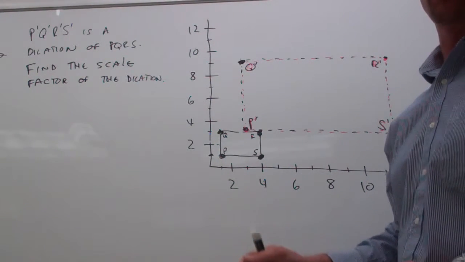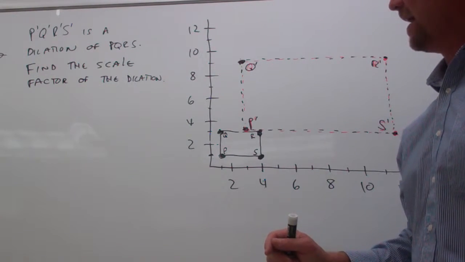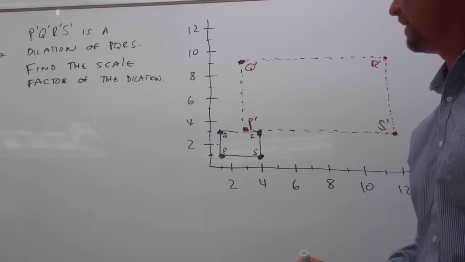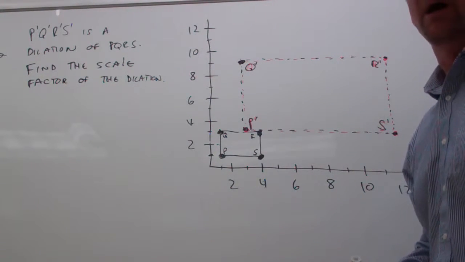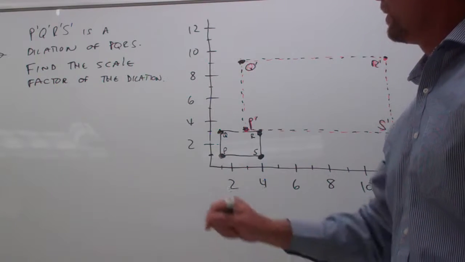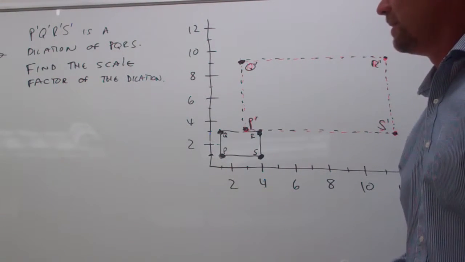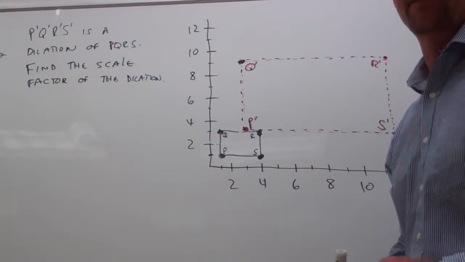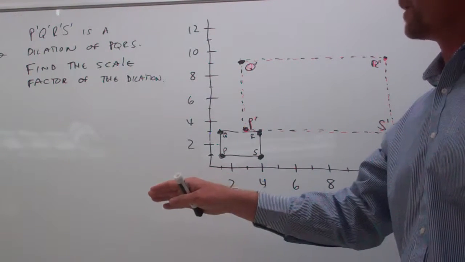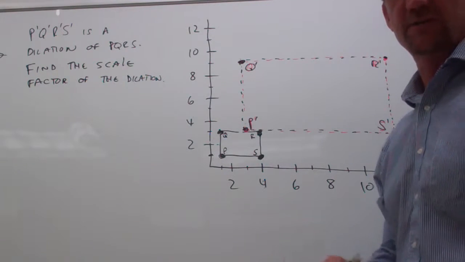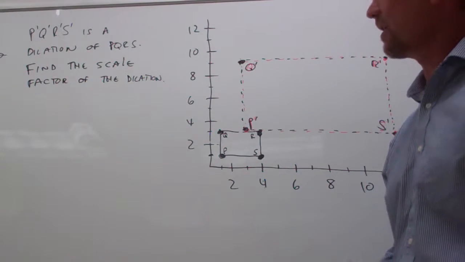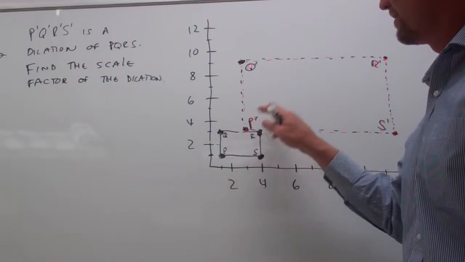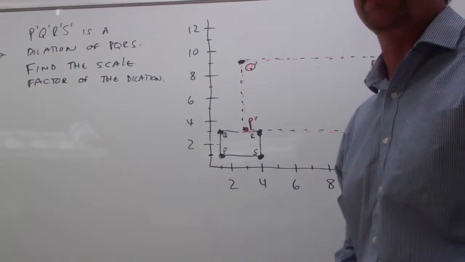Translations, reflections, and rotations. And we said that all three of those preserve the size of the original image. And today, when we talk about a dilation, it is another type of transformation that changes the size of the image. So the big difference between dilations and the other types of transformations we've discussed so far is that a dilation will change the size of the image. As you notice here, we just said this is a dilation and it changes the size.